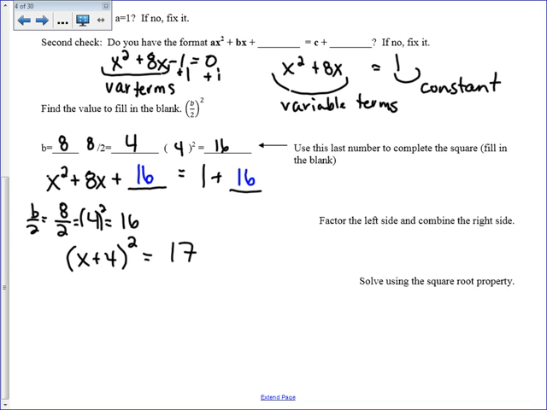So on the left side, I want to get rid of this squared the easiest way possible, which is not FOILing it. What's the opposite of squaring something? Square rooting. So I'm going to take the square root of x plus 4 squared. It's going to be equal to the square root of 17. But what else do I need on the right side? Plus or minus.